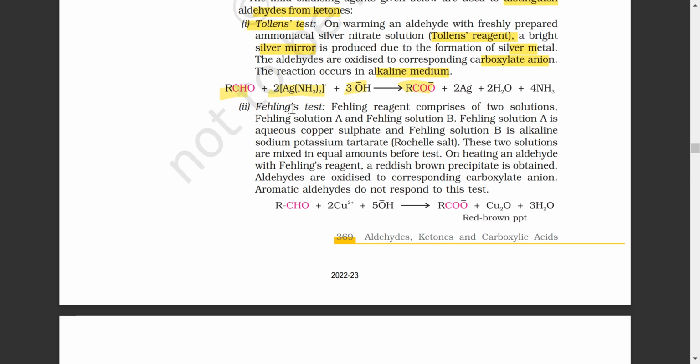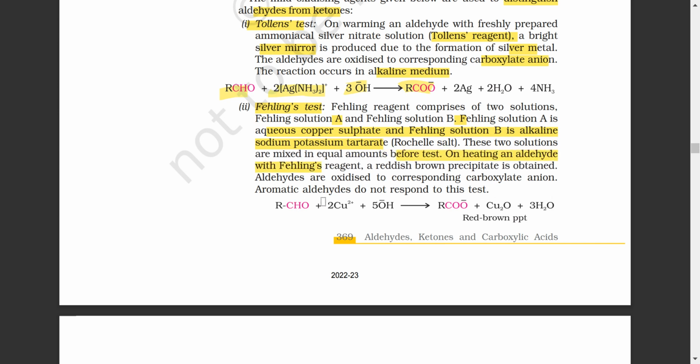Then you have Fehling's test. Fehling reagent में दो solutions होते हैं, Fehling solution A and Fehling solution B. Fehling solution A is aqueous copper sulfate, and Fehling solution B is alkaline sodium potassium tartrate, which is also known as the Rochelle salt. Fine. So you can have aqueous copper sulfate, वो हमारा solution A होगा, और Fehling solution B है हमारा alkaline sodium potassium tartrate, जिसको Rochelle salt भी बोलते हैं. इन दो solutions को equal amounts में लेते हैं before the test.